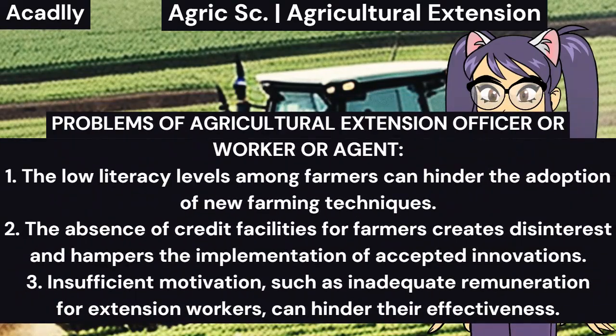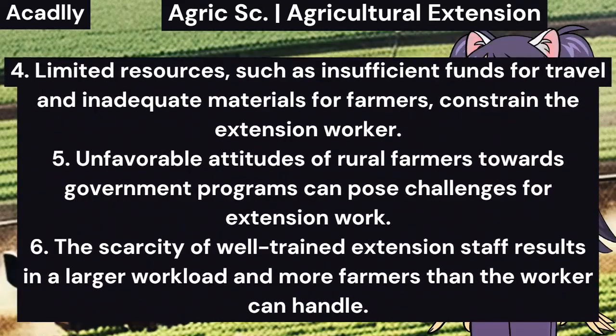Problems of agricultural extension officer or worker or agent. 1. The low literacy levels among farmers can hinder the adoption of new farming techniques. 2. The absence of credit facilities for farmers creates disinterest and hampers the implementation of accepted innovations. 3. Insufficient motivation, such as inadequate remuneration for extension workers, can hinder their effectiveness.